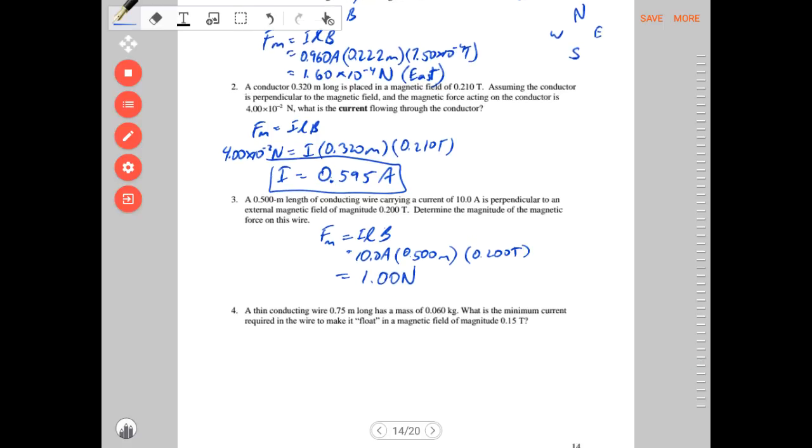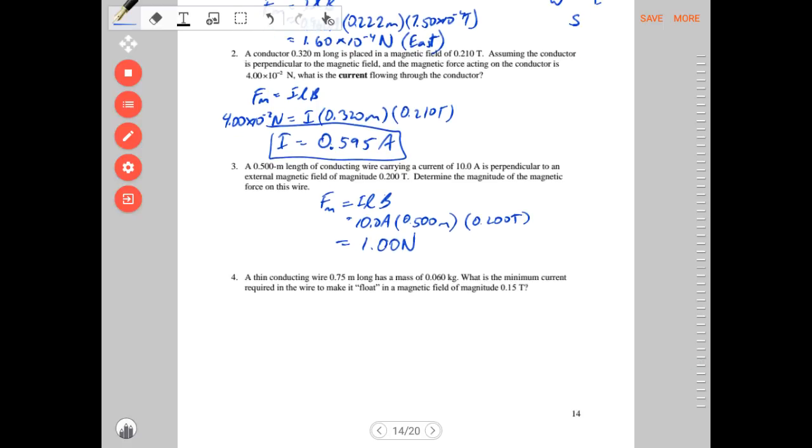Awesome. Easy enough. Okay, number 4. This one's a little tougher. A thin conducting wire, 0.75 meters long, has a mass of 0.060 kilograms. What is the minimum current required in the wire to make it float in a magnetic field of magnitude 0.15 teslas?